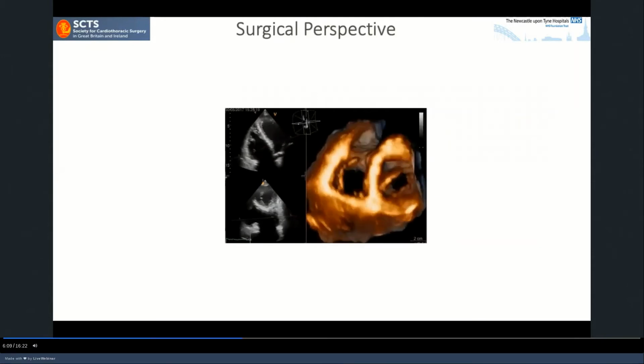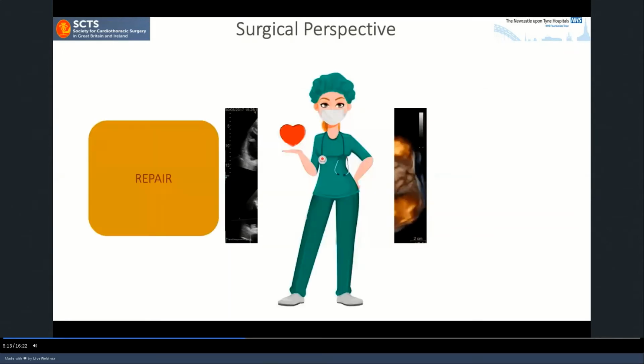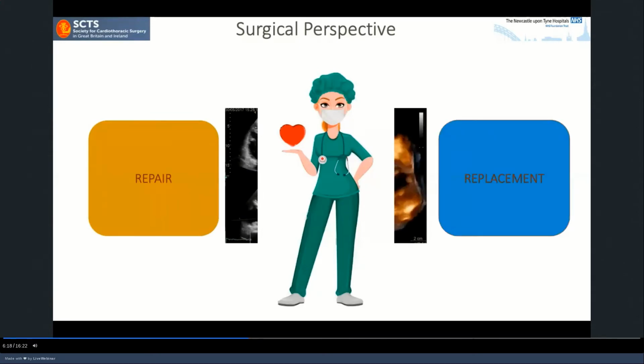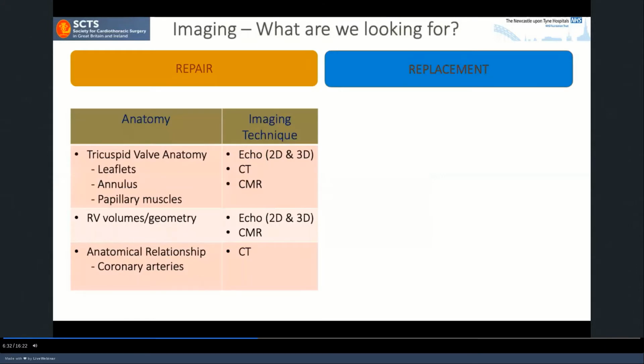And here you've got a 2D and 3D image of the tricuspid valve. And for the surgeon, the question is whether they can repair the valve or would they need to replace it? And that brings back to the basis of identifying the morphology and the evidence of the lesion, which will allow the surgeon to make that decision. So if you take these two important elements into factor for imaging, the anatomy would be described for the leaflets, the annulus, and the papillary muscles. We would look at right heart volumes and coronary arteries as anatomical relationships.